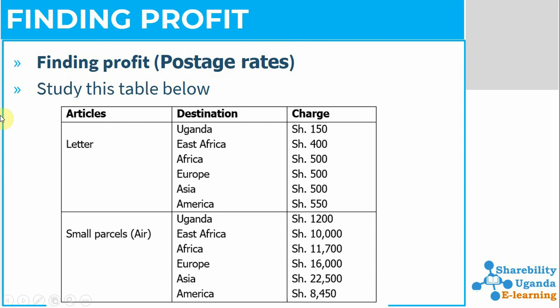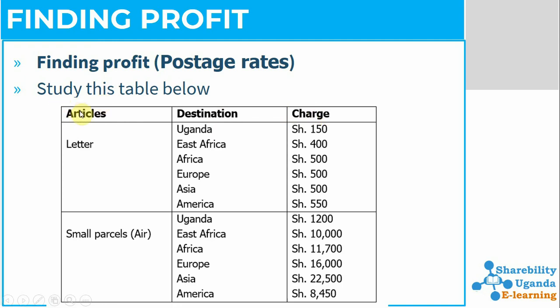All right, as we said, we are finding out profit, but on questions that are on postage rate. We are saying finding profit, that is on postage rate. Then of course we shall study the table which is given. So we have been given a table here, and it has these headings: articles, destinations, and charges.